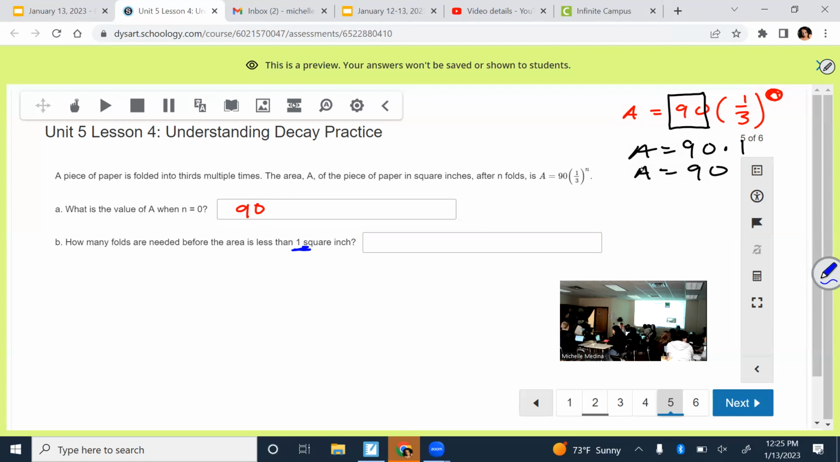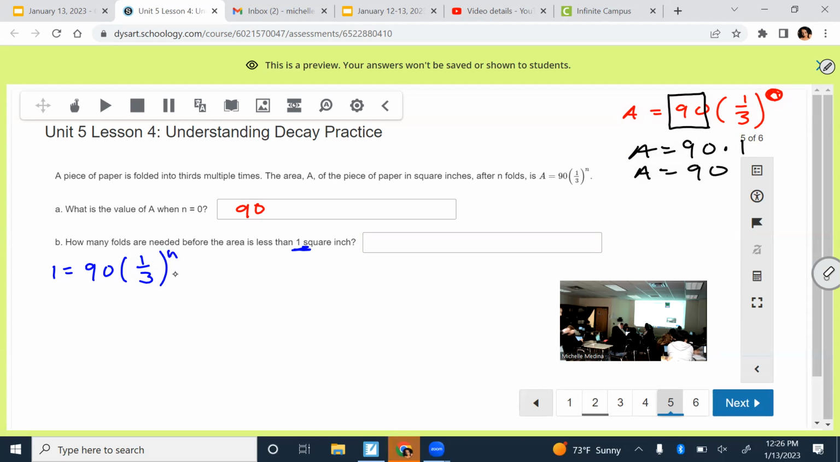Okay, so how many folds are needed before the area is less than 1 square inch? So yeah, that's talking about area. It wants to know what the number of folds is. So the N would stay N. 1 would go into the A. I tried solving it that way, but that requires some algebra that I haven't taught you yet. So I decided to solve it a different way.